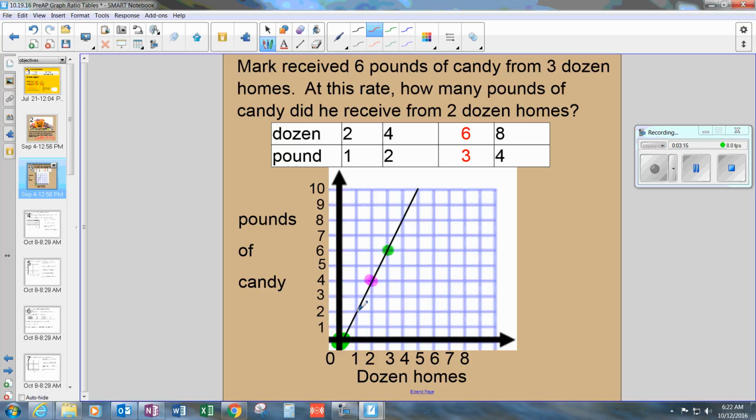1 dozen homes is 2 pounds of candy. 2 dozen homes, 4 pounds of candy. 3 dozen homes, 6 pounds of candy. 4 dozen homes, 8 pounds of candy. 5 dozen homes, 10 pounds of candy. So by the end of this lesson, you will be able to graph from a table and find different particular points.